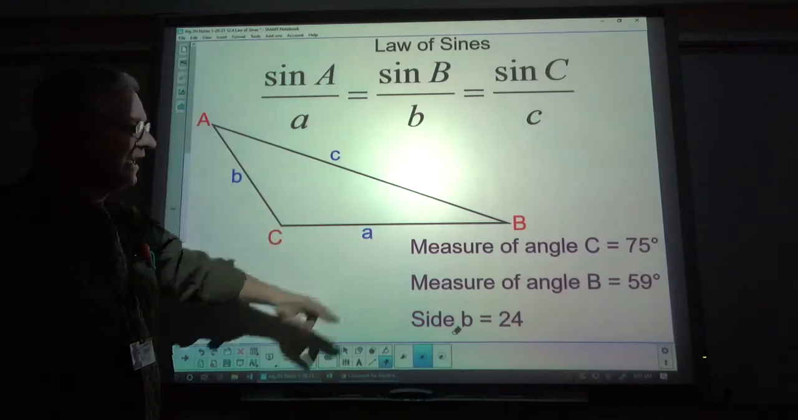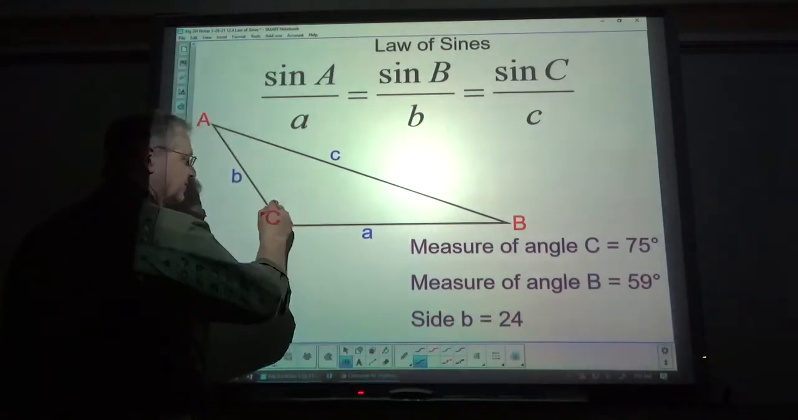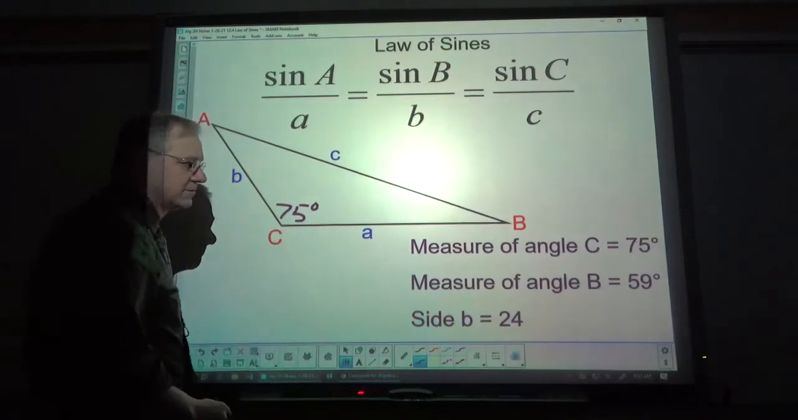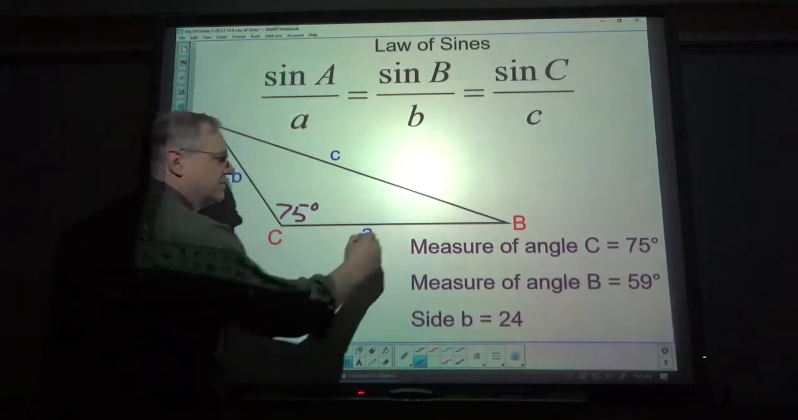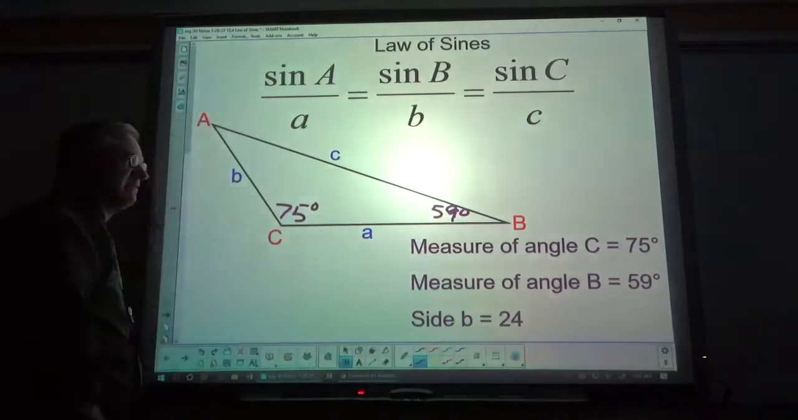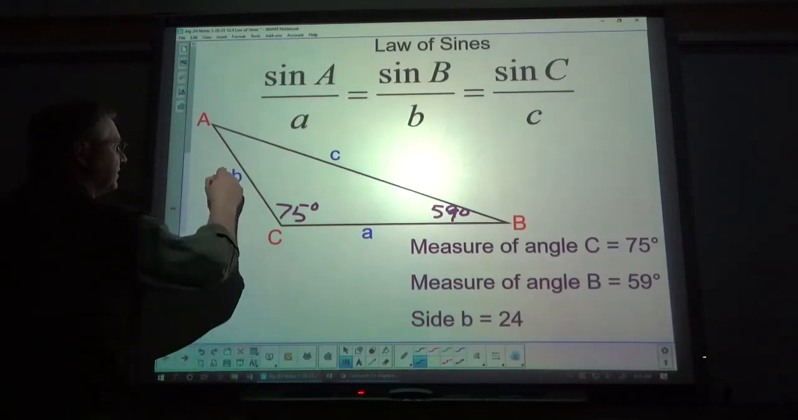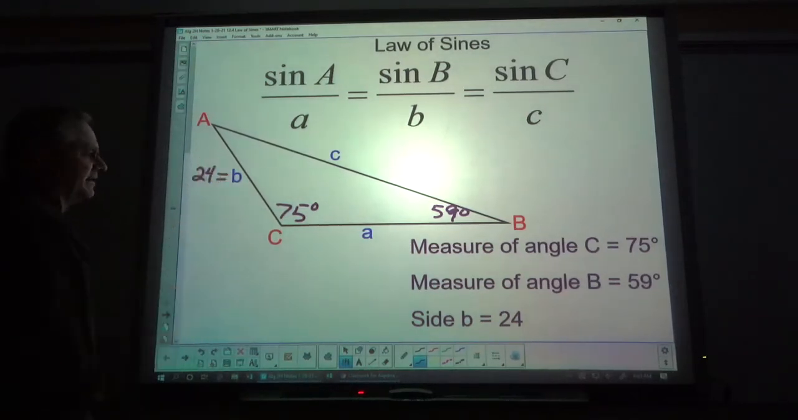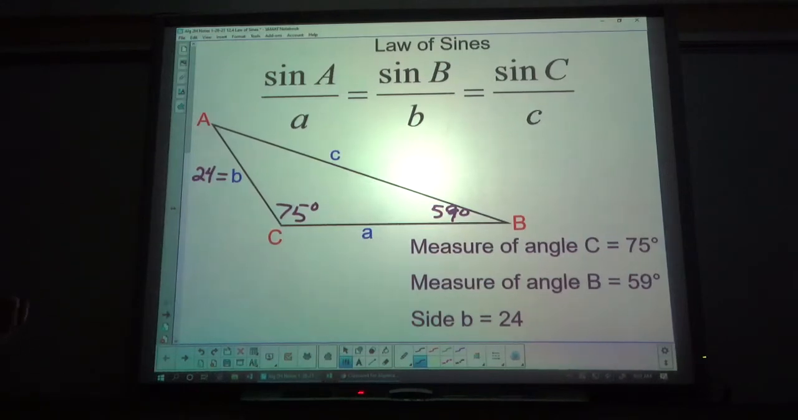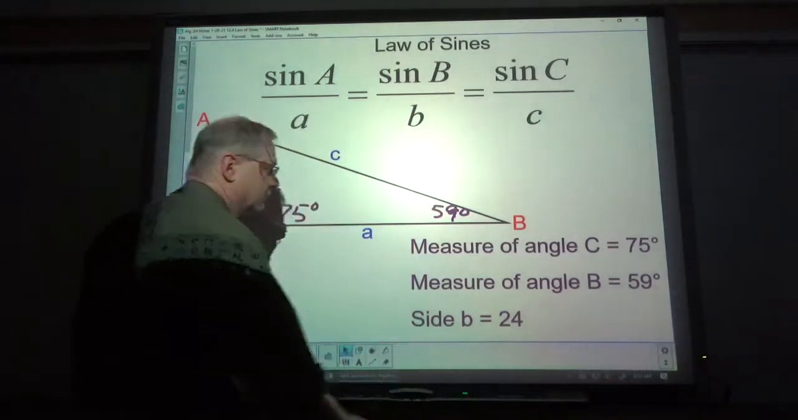So measure of angle C, we're told that that is 75 degrees. We're told measure of angle B is 59 degrees. Obviously, that's not a 75-degree angle. That's an obtuse angle. Ignore that idea. Side B is 24 in length, whatever unit that is representing. Doesn't matter. We're going to use the same unit throughout, so it wouldn't really matter.